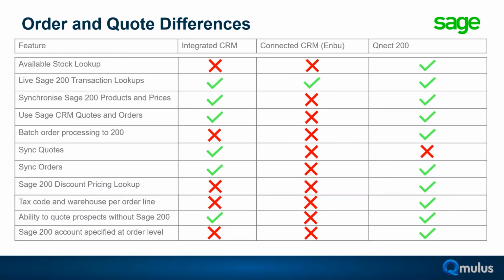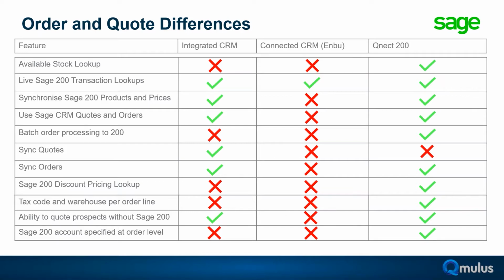All three products have live Sage 200 transaction lookup, so you can look up live order details, etc. However, one of the benefits of integrated CRM over the connected CRM, but also one of its issues, was around synchronization of products and prices, making sure that the products and prices were in the CRM system so that you can use standard quotes and orders. That caused some issues with syncing. So in the connected world, the idea was with the Embu connector to not use quotes and orders and use custom screens and do live lookups into Sage 200. But obviously, for those of you that have used it, that had its own issues.